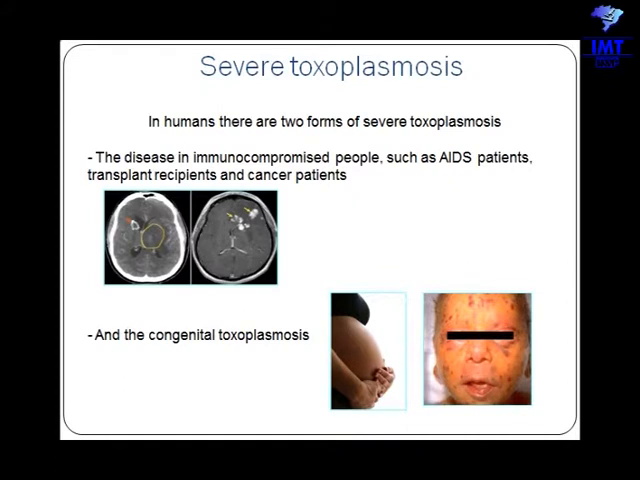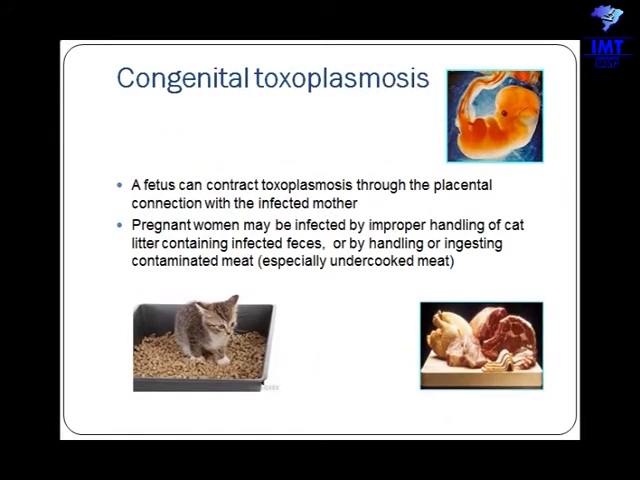Severe toxoplasmosis in humans. There are two forms of severe toxoplasmosis. The disease in immunocompromised people, such as AIDS patients, transplant recipients, and cancer patients, and congenital toxoplasmosis. Fetuses can contract toxoplasmosis through the placental connection with the infected mother. Pregnant women may be infected by improper handling of cat litter containing infected feces, or by handling or ingesting contaminated meat, especially undercooked meat.